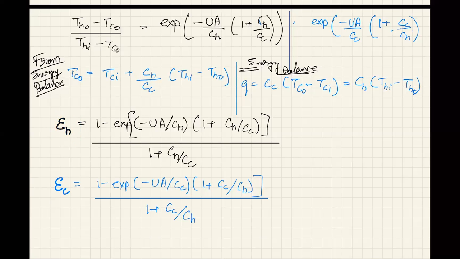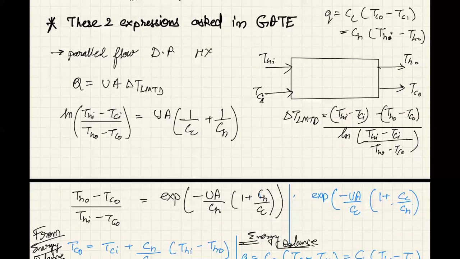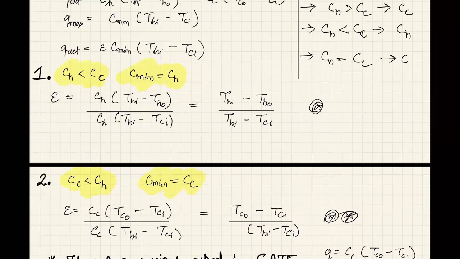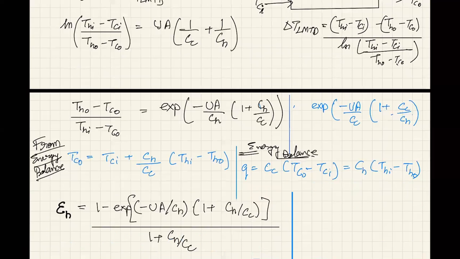Okay. So I'm very sorry. Let me reiterate the steps for you on how to get this. You need to use this value of TCO, substitute it over here, and then go to the case where Cmin is Ch, and try to find out using these two expressions.